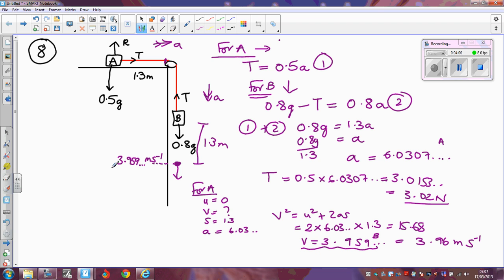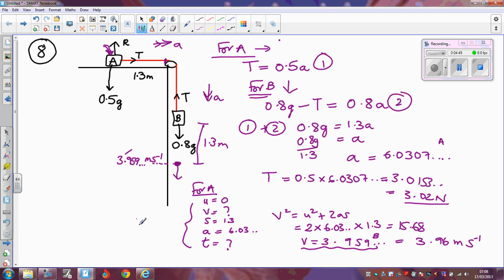If you read the question carefully, it says B reaches the floor 1.2 seconds after the release of A. That means 1.2 seconds after A is released, not when the string breaks. So what we've got to do is work out first how long it takes for A to get from here to the pulley. We know its acceleration and the final velocity, so we need the time taken for this first bit of motion for A.